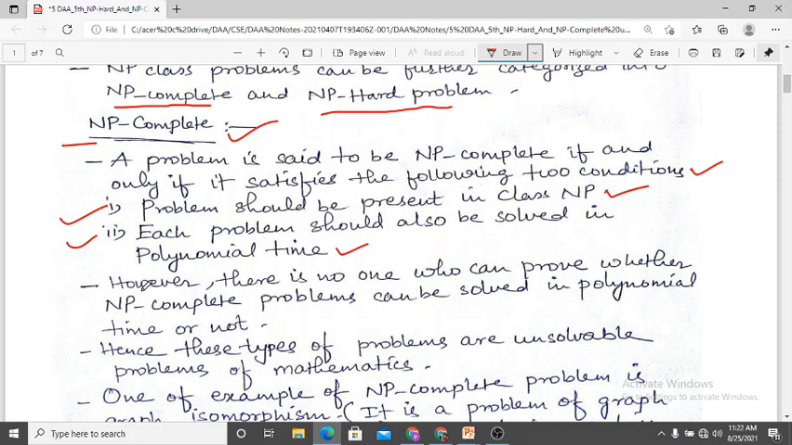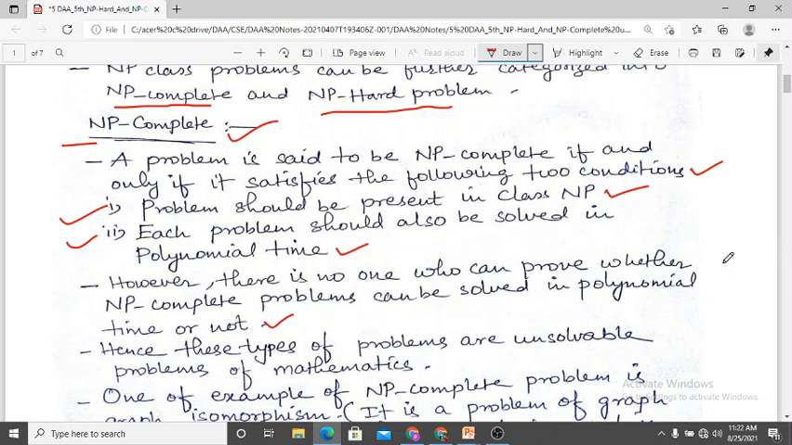However, there is no one who can prove whether an NP complete problem can be solved in polynomial time or not.